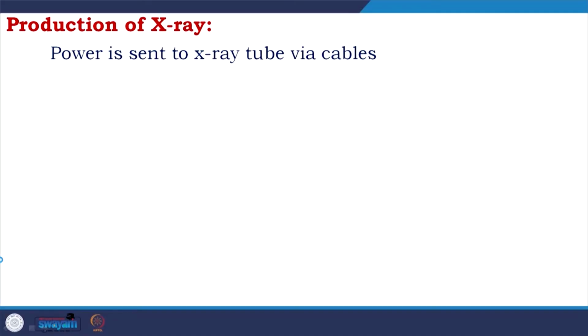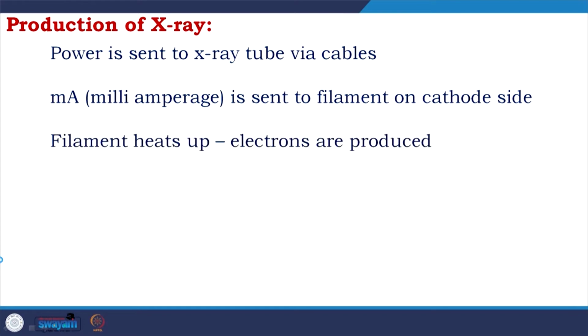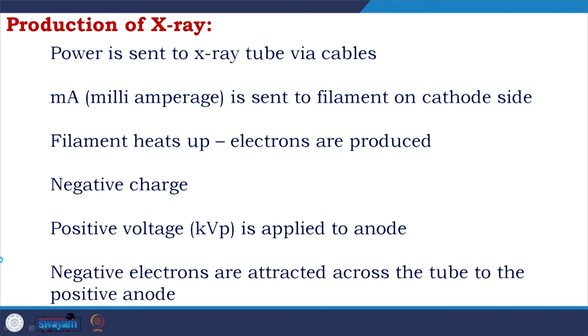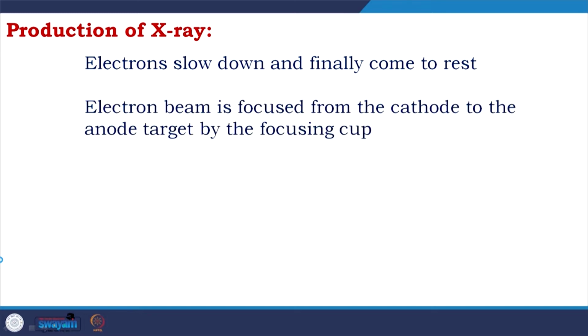So, for production of X-ray, power is sent to the X-ray tube via cables, and then milliamperage is sent to the filament on the cathode side. The filament heats up, and electrons are produced, which are negatively charged, and then positive voltage is applied to the anode. Negative electrons are attracted across the tube to the positive anode. So, now electrons slow down and finally come to rest. The electron beam is focused from the cathode to the anode target by a focusing cup.